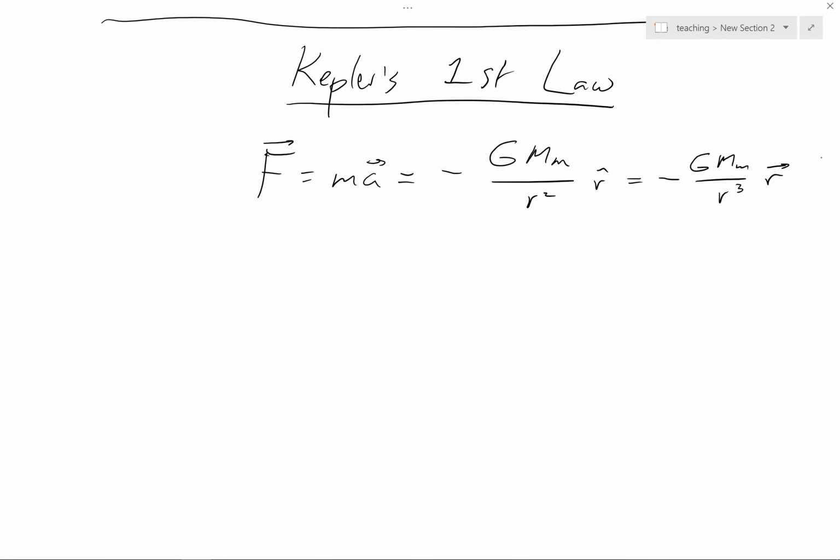We're actually going to get Kepler's second law again in the process of getting Kepler's first law. But last time, all we had to do was say that since r cross a is 0, that gives r cross v is constant, which is basically Kepler's second law.